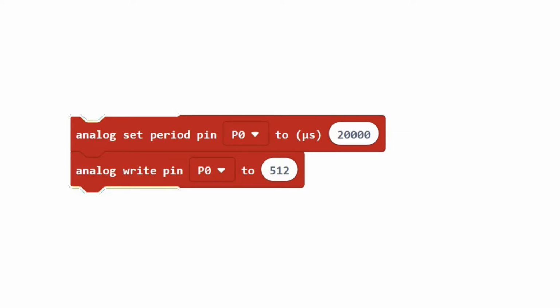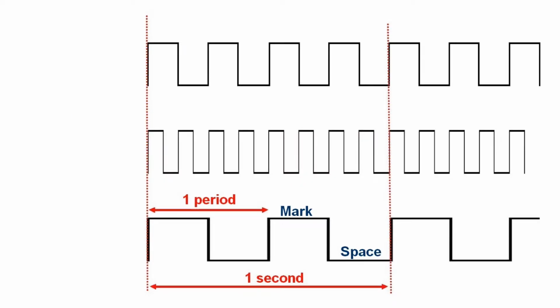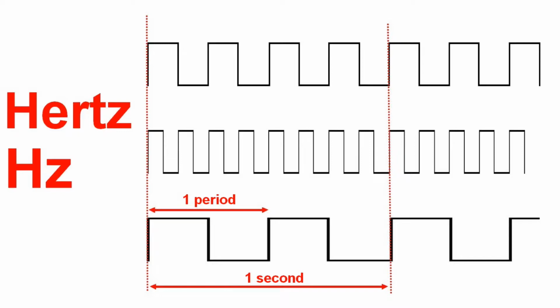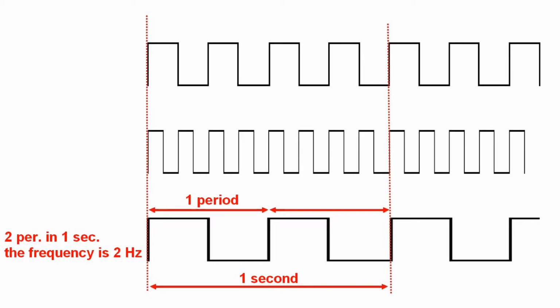In order to understand their behavior, we must first look at the subject's frequency, period, and duty cycle. Frequency is the number of periods in 1 second. A period is the total length of mark and space. Frequency is measured in the Hertz unit. Here are some examples of different frequencies.